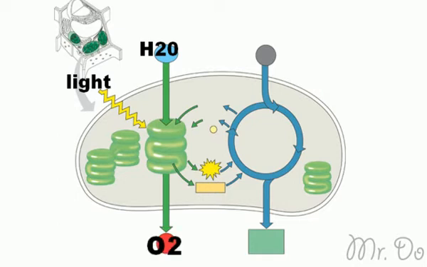When water is absorbed, you produce the hydrogen and the electron, and oxygen, which is released as a waste product, so it's not used. Then also ATP and NADPH is going to be your final product, and that's going to be transferred from the thylakoid into the next step, which is called the Calvin cycle.